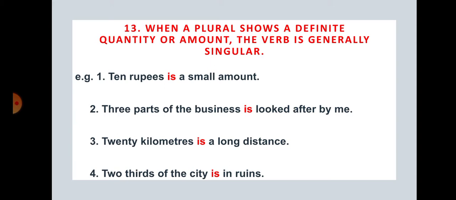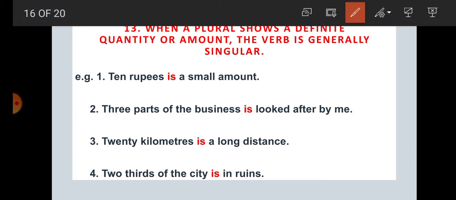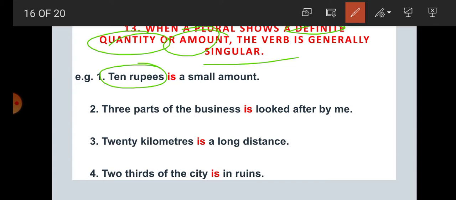Now rule number 13. When a plural shows a definite quantity or amount. Students, when a plural subject shows a definite quantity or amount, the verb is generally singular. For example, 10 rupees, it is plural. Here the subject is plural, but it indicates a definite amount. And what is the definite amount? 10 rupees. So here a singular verb is correct.